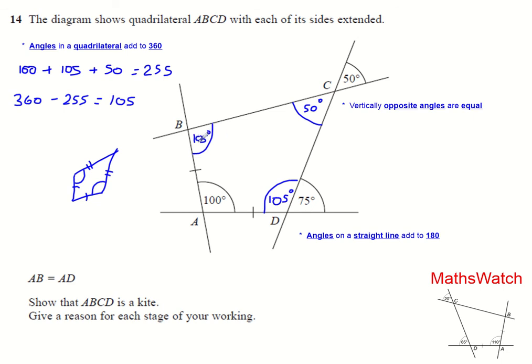We have shown that this is a kite because we have those two sides which we are told are equal, and these two angles opposite from one another are both 105 degrees.